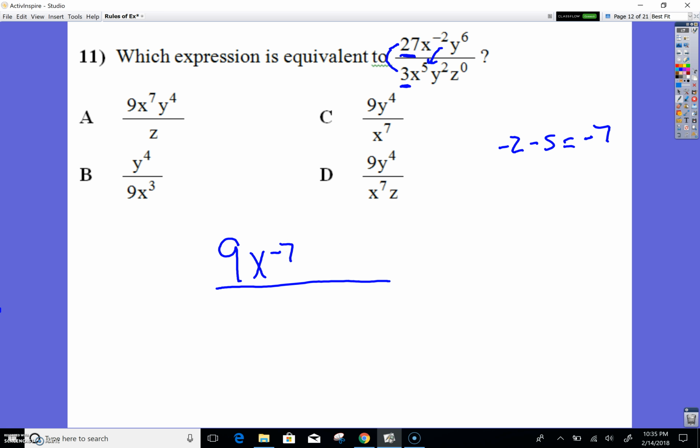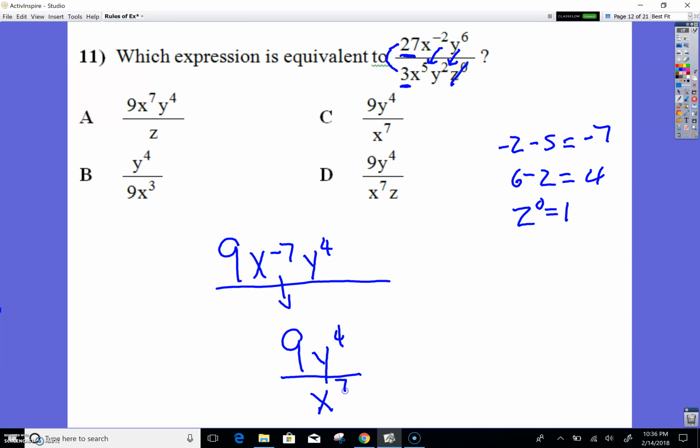Okay. Now 6 minus 2 gives us 4. So it's y to the 4. Because 6 minus 2 gives us 4. And then I have z to the 0, which is 1. But whenever there's a 1 without anything, we just have to cancel it out. Okay? So my answer is this, but remember, negative goes to the bottom, okay? So my answer should be 9y to the 4, over x to the 7.